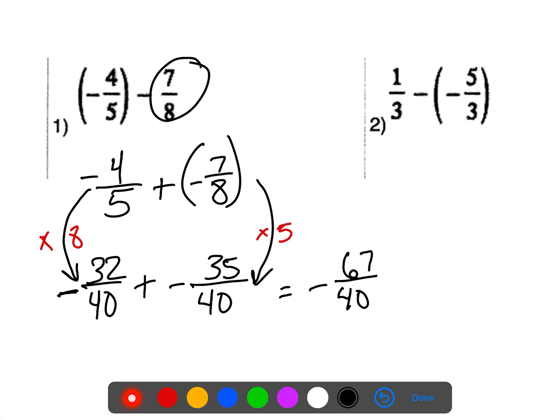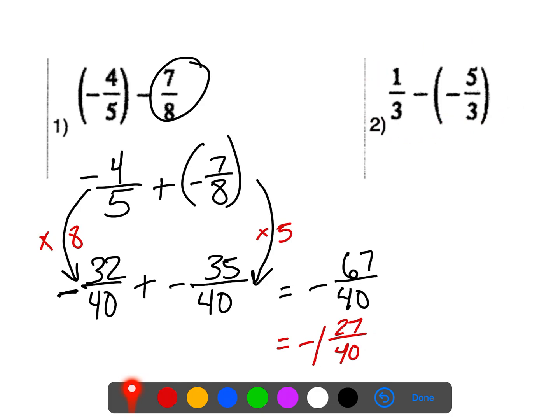Now we could turn that into a mixed number if we wanted to. If we wanted to take 40 of these 40ths out, that would be one whole amount. And if we take out one whole amount, it's still going to be negative. When we take out 40 40ths to get that one whole, what we're left with is 27 40ths, and that can't be simplified anymore. So that would be a way to answer that one.